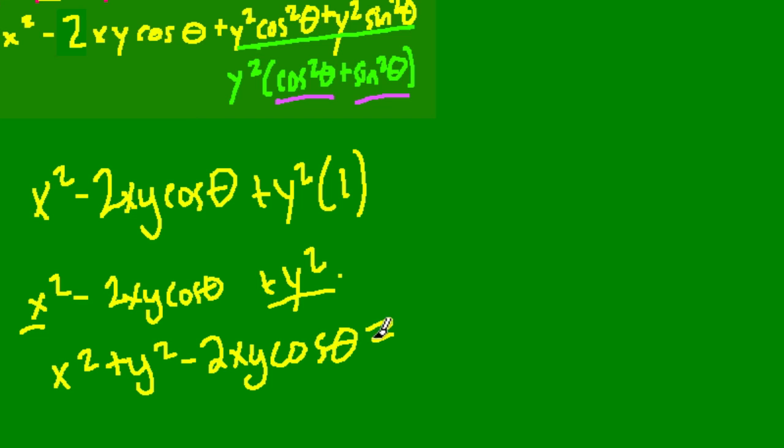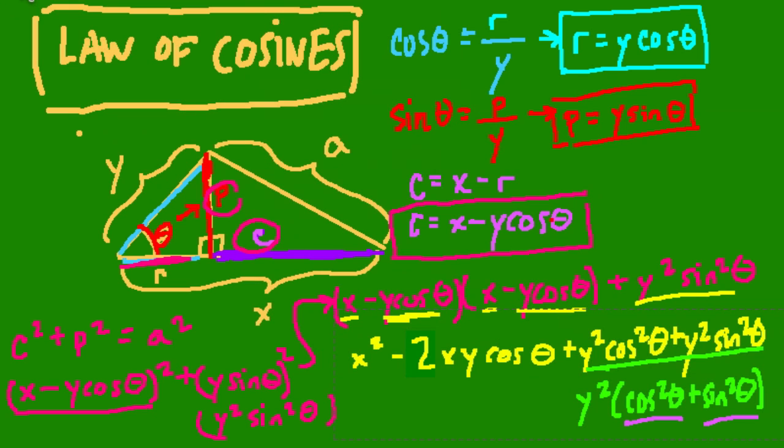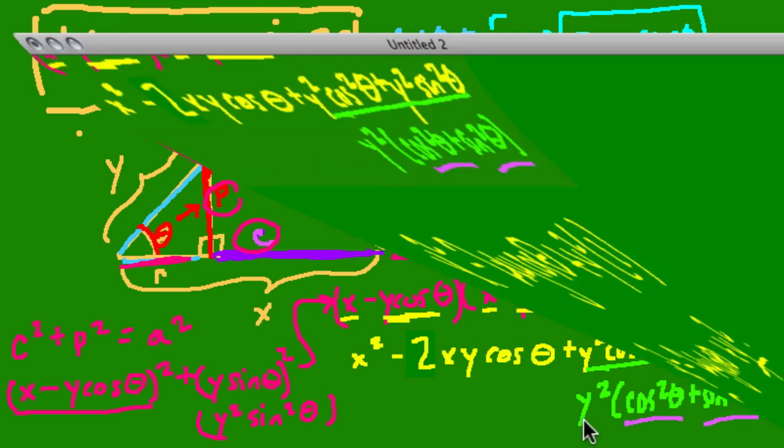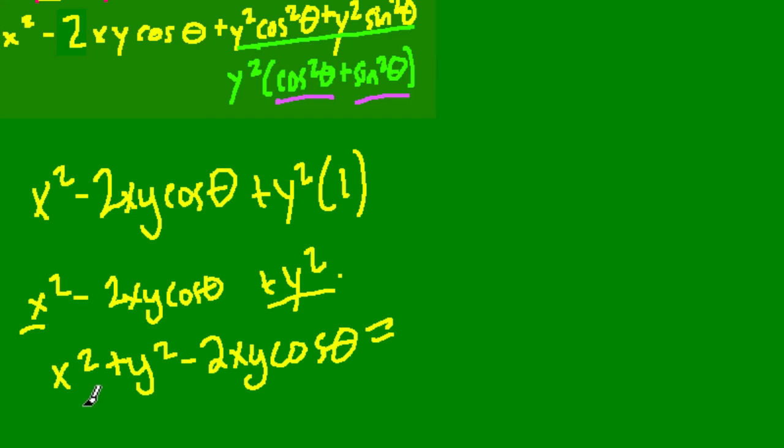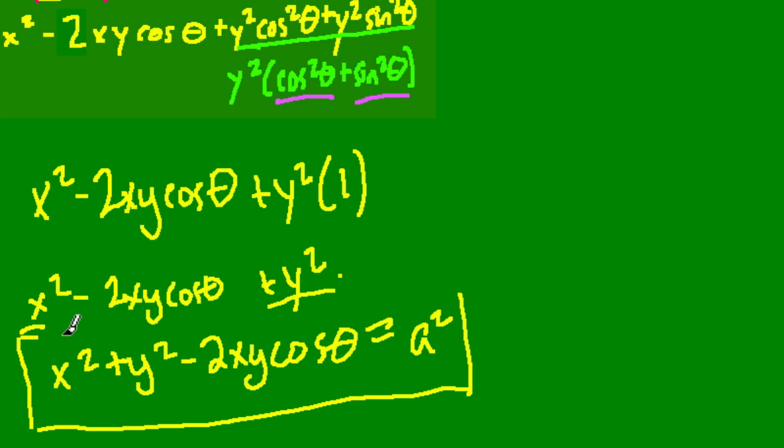Well, that equals the hypotenuse squared, which, how did I write that? That was a squared. So c squared plus p squared will always equal a squared. So that means that all this stuff right here, which was c squared plus p squared, is going to equal a squared. And there it is. That's the law of cosines. Now, again, you can see why this is not easy to memorize. I mean, look at this thing.